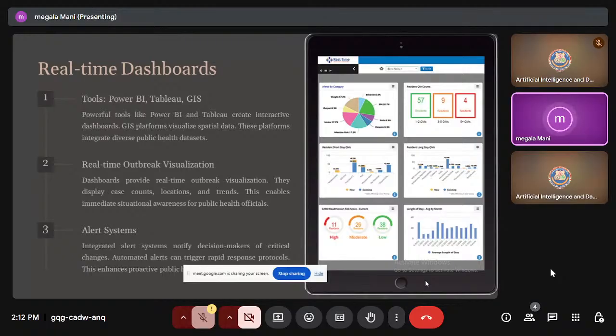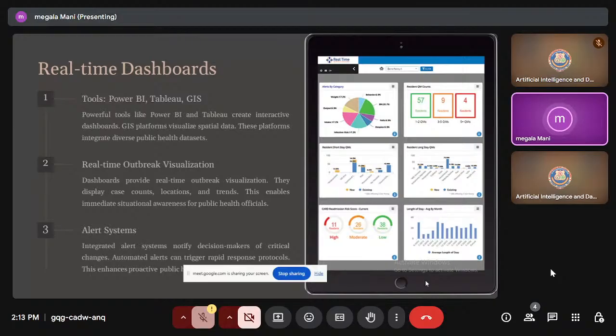Second thing is real-time outbreak visualization. Here real-time outbreak visualization provides dashboards as one of the visualization outputs. They display case counts, locations and trends. This enables immediate situational awareness for public health officials. It's like the daily weather on your mobile, which shows the weather condition now and the traffic. Based on that we take immediate action. That kind of information can be produced for real-time outbreak visualization.